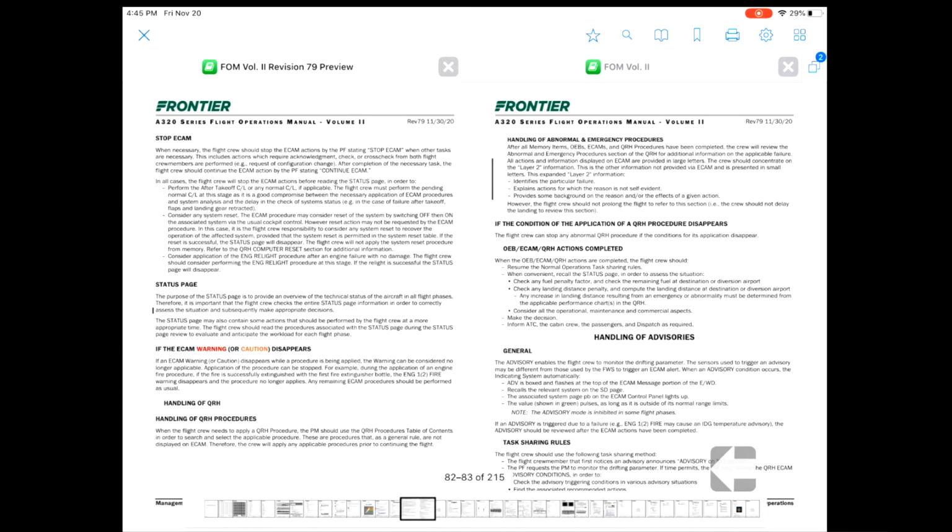The next section, the abnormal and emergency procedures section, that's that yellow tab if we use the paper QRH, which I much more prefer the digital. It's easier to use. But we check that. It's all the ECAMs you could get.